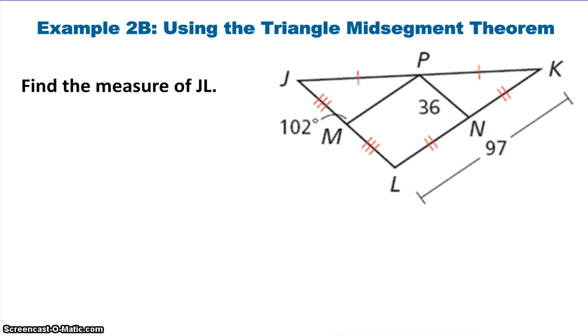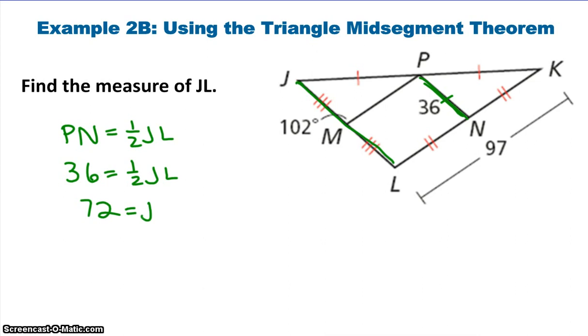Alright, find the measure of JL. Alright, JL is here. Oops. I'm not great at drawing that line, am I? Alright, and the midsegment that corresponds to JL is PN. So if PN is 36, then JL must be twice that. So PN is 1/2 of JL. If PN is 36, all I have to do is multiply both sides by 2. JL is 72 units long, whatever those units may be. So they threw in a lot of extra numbers to try to confuse you, but don't be confused by that.